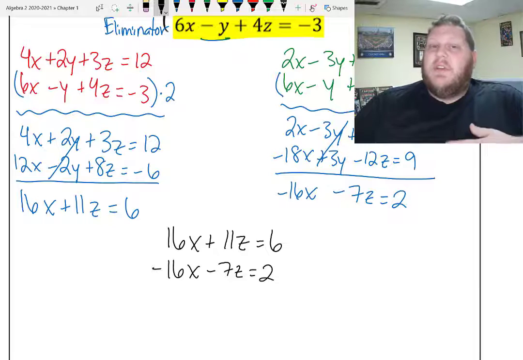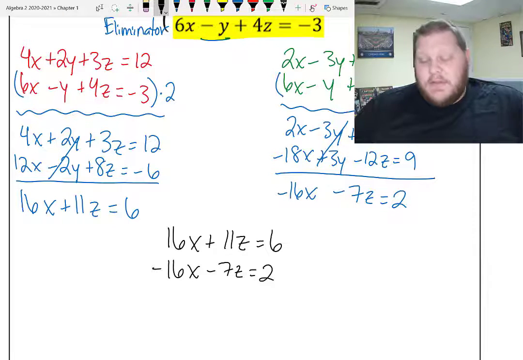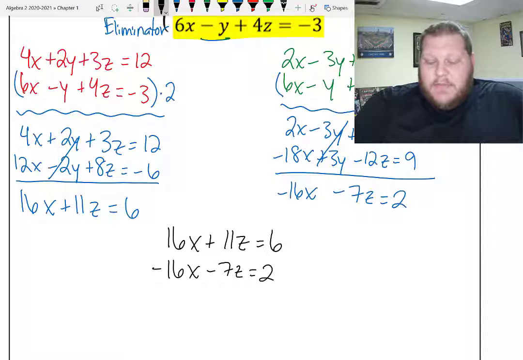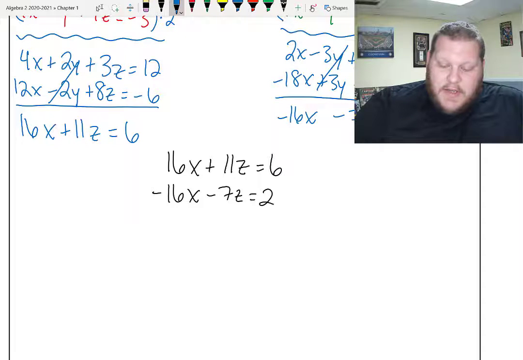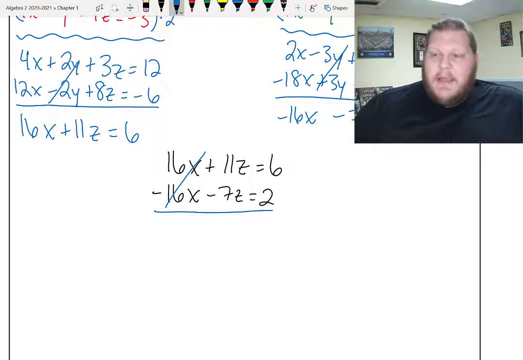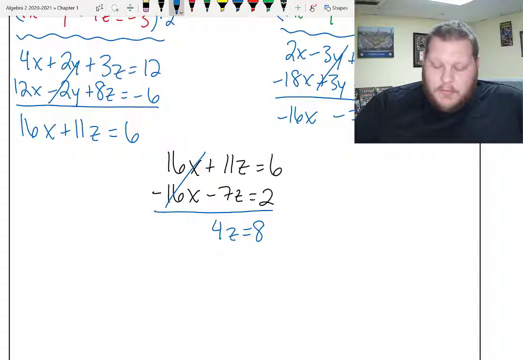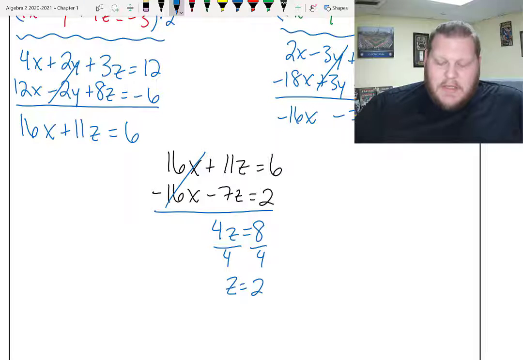Now from here, you don't have to continue using elimination. You can mix and match as you see fit, as it's easier for you. So here, it is still pretty easy to continue using elimination because you can see my x values are already set up nicely for elimination. One's positive 16x, with the other one's negative 16x. So if I just add up my equations going down, my x's cancel out. 11z and negative 7z is 4z equals 8. So I'm down to a single variable, single equation. I divide by 4 on both sides, and I get my first solution, which is z equals 2.